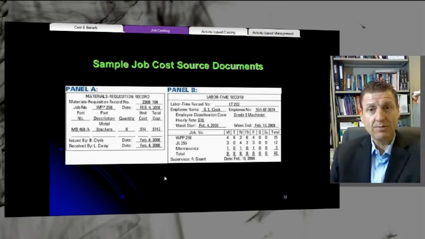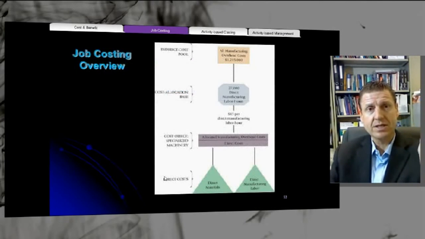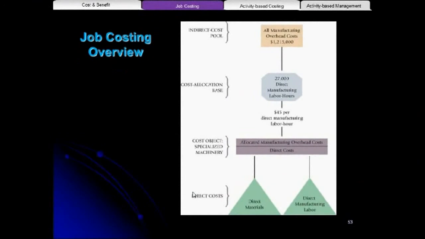We have various job source documents to find out where the cost comes from. These are material costs source documents. And then there we have the job costing overview. And as I said, we're allocating a total of 27,000 direct manufacturing hours as a denominator. And we've got all these costs of $1.215 million. We divide by that 27,000 and we get that $45 per unit. And then we use that to allocate to particular jobs based on how many actual manufacturing hours a particular job used.